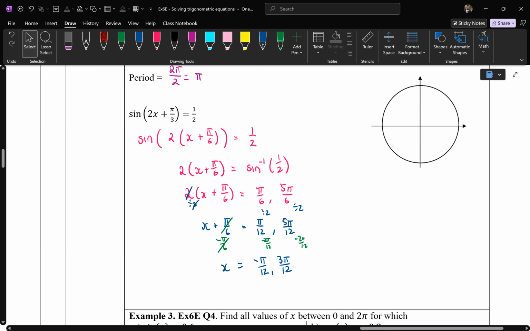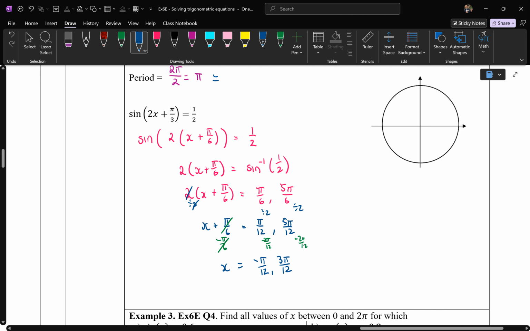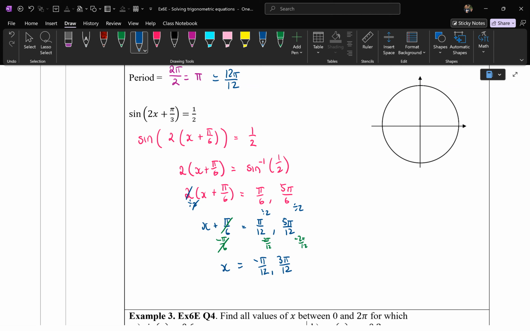Since n is 2, it's 2 pi divided by 2, so it's pi. Since I've got a denominator of 12, let's just change that to 12s. So that becomes 12 pi on 12, which is equivalent to 1 pi. So now all you have to do is just add on 12 and subtract 12, and then you can find all the other possible solutions.